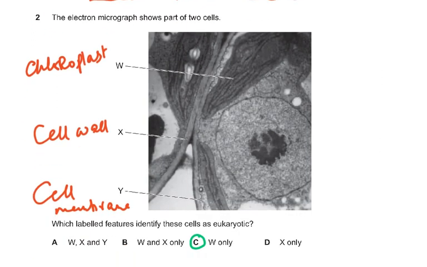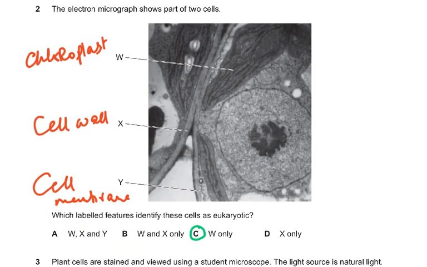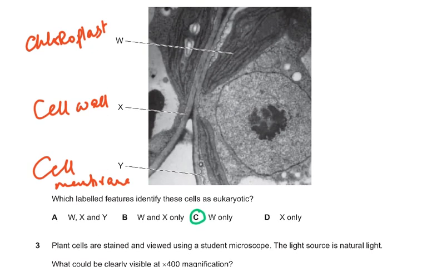Then coming on to question number 2, the electron micrograph shows parts of 2 cells. Now we just do the labeling first. W is a chloroplast and X is the cell wall and Y is the cell membrane. Always do that on the paper. Which labeled features identify these cells as eukaryotic? Now they're basically telling you to differentiate between eukaryotes and prokaryotes. You know, prokaryotes have cell wall and cell membrane. So the differentiating feature is the chloroplast. But you know why chloroplast? Because it's a membrane bound organelle. And eukaryotes have membrane bound organelles while the prokaryotes do not have membrane bound organelles. So that was the reason why the answer was C.